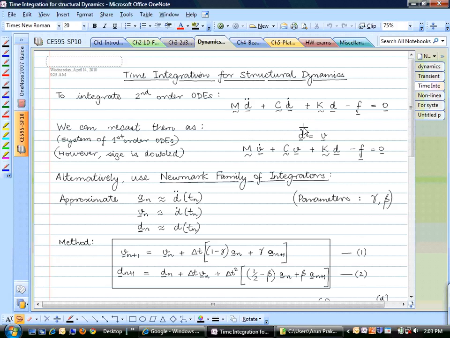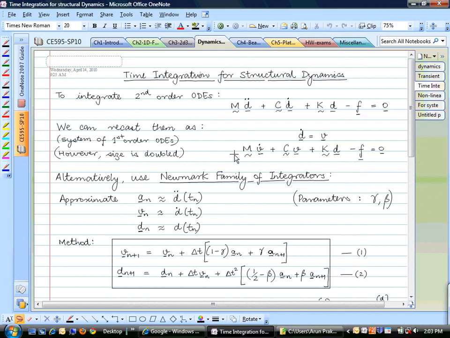What we are doing is defining a new variable: velocity is equal to the time derivative of displacement, and the time derivative of velocity is acceleration. So we have the same equation again, mass times acceleration and all that. So this is a system of first order equations, but what is the problem with this? Since now we have first order equations, we can use the Euler method to solve it or some other first order methods.